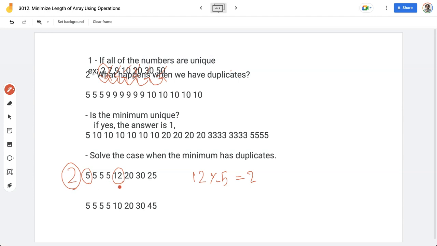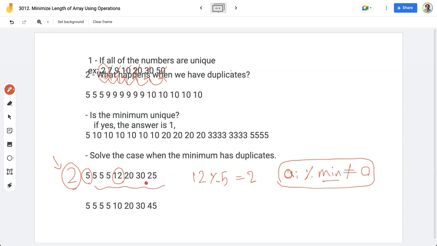So I found a number, 12, where a_i % min is not 0. That means this is definitely less than the min, right? When you take the modulo of a big number by a smaller number, the answer is going to be smaller than the minimum. So the answer is going to be less than 5. And now this is unique. So this 2 can eat all of them.